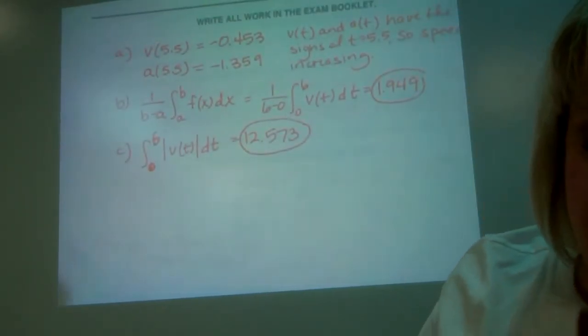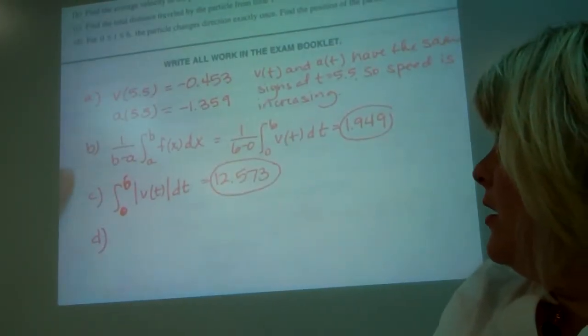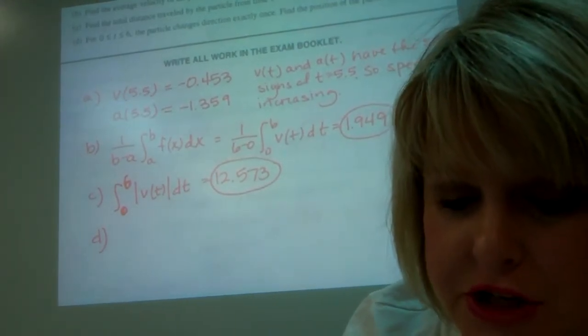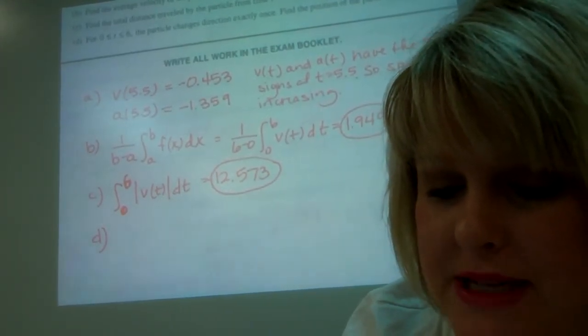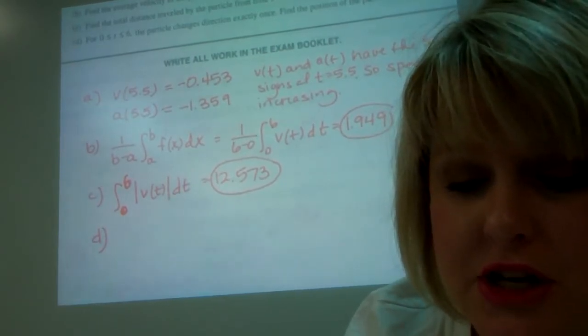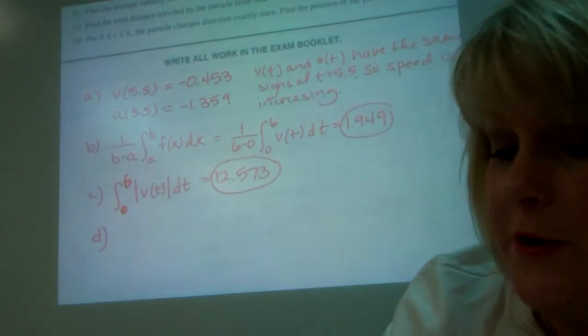Alright, and then on part D, for the time interval 0 to 6, the particle changes direction exactly once. Find the position of the particle at that time. So we need to first figure out what time it changes direction, and then we'll figure out what the position would be at that time.